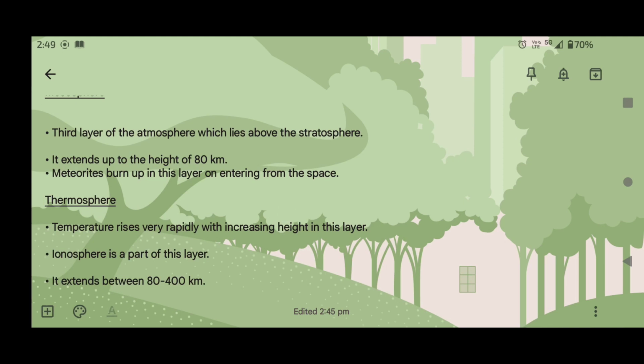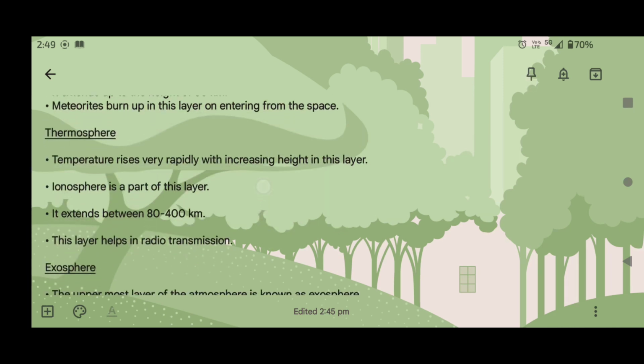Mesosphere. Third layer of atmosphere which lies above the stratosphere. It extends up to the height of 80 km. Meteorites burn up in this layer on entering from the space. Thermosphere. Temperature rises very rapidly with increasing height in this layer. Ionosphere is a part of this layer. It extends between 80 to 400 km. This layer helps in radio transmission.